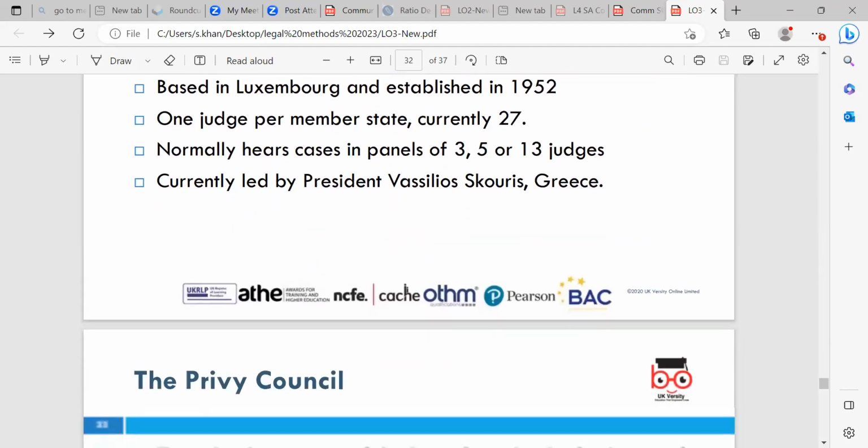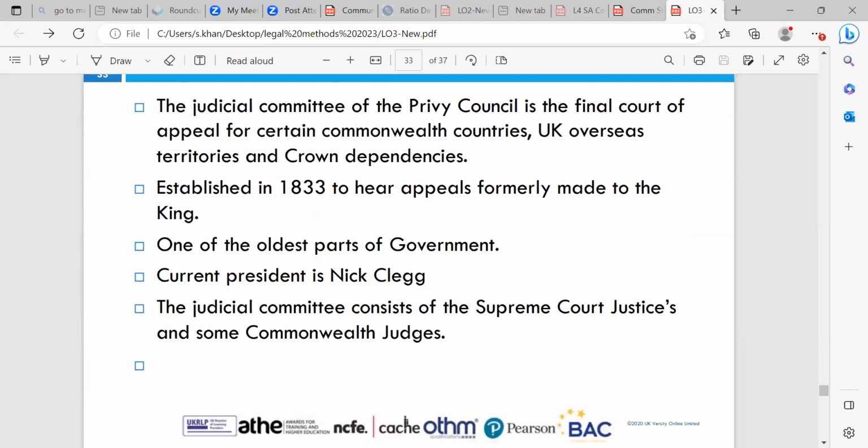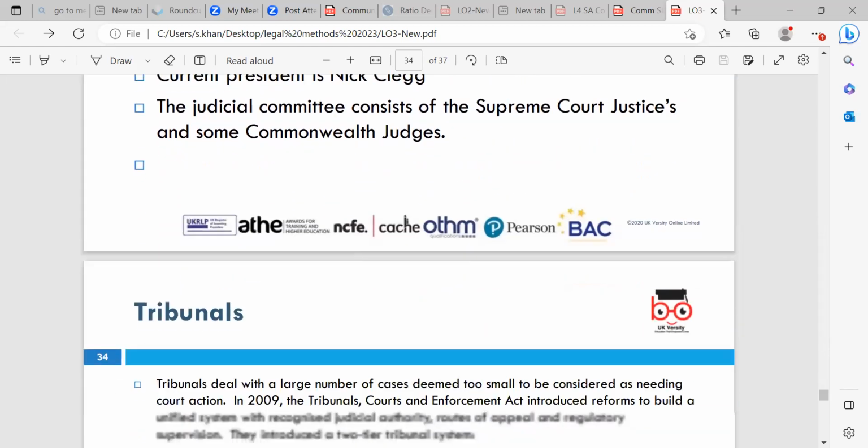The Privy Council: the Judicial Committee of the Privy Council is the final court of appeal for certain Commonwealth countries, UK overseas territories and Crown dependencies. It was established in 1833 to hear appeals formally made to the King. One of the oldest parts of the government, its current president is Nick Clegg. The Judicial Committee consists of the US Supreme Court justices and some Commonwealth judges.